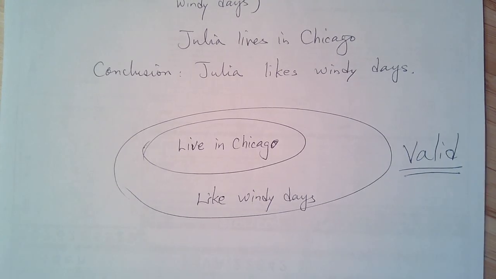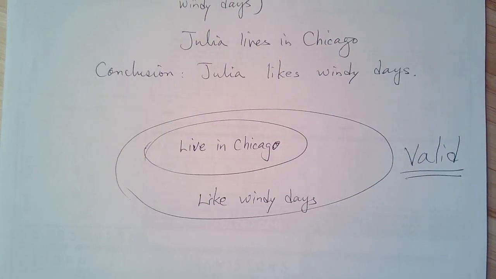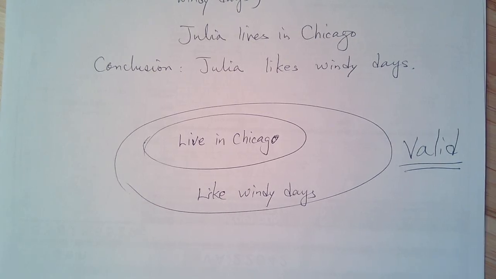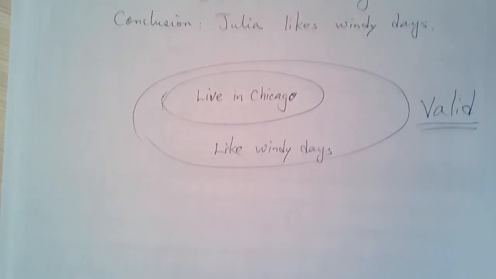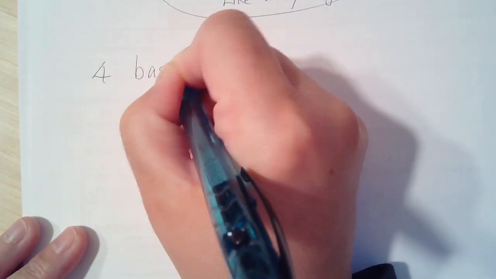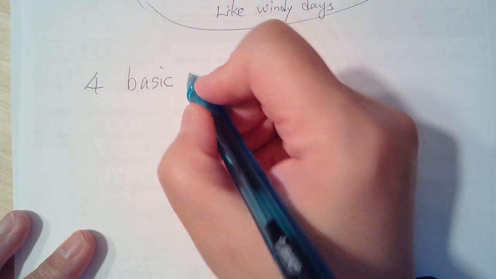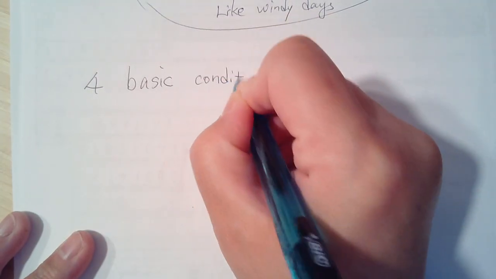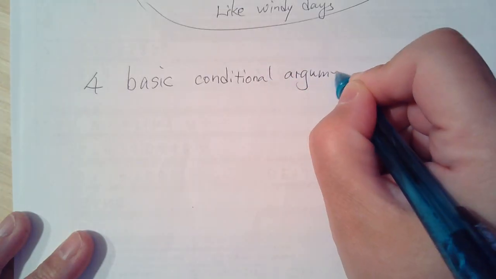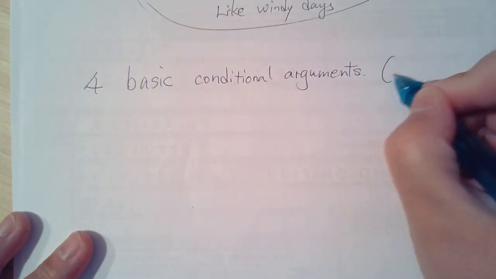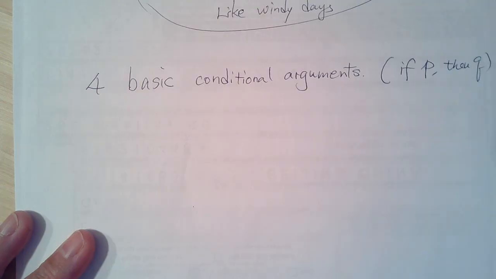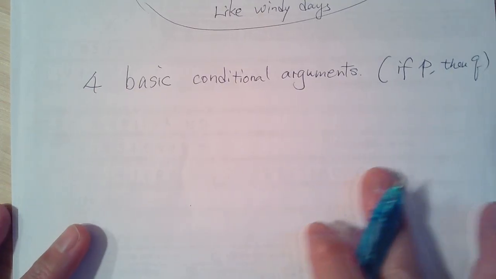Okay, so you can give a lot of examples and tell me whether each is valid or not. And then I will talk about 4 basic conditional arguments, which is like the if P, then Q, that type of thing. Okay, so if P, then Q.